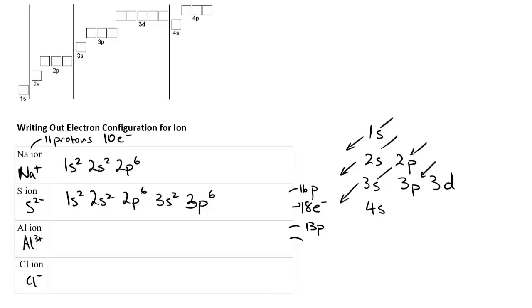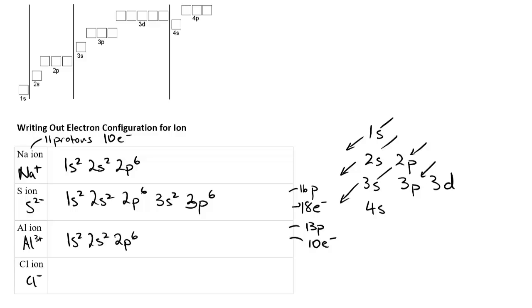The aluminium ion, though, has only 10 electrons because its net charge is 3 plus. So again, we have to get to 10 electrons. So 1s2, that's 2 electrons. 2s2, it's 4.